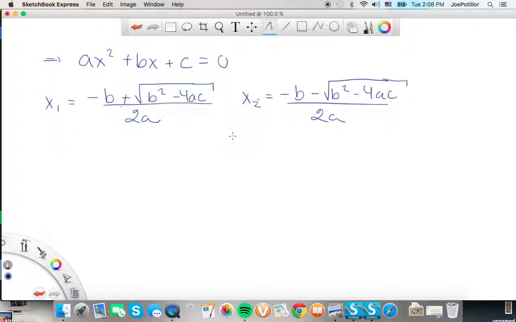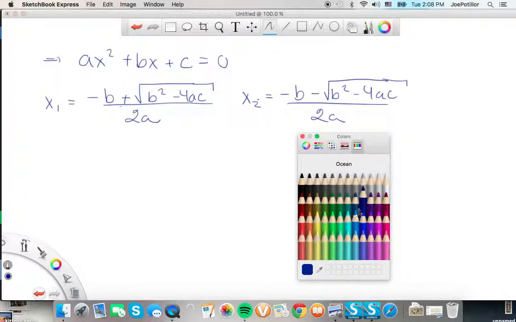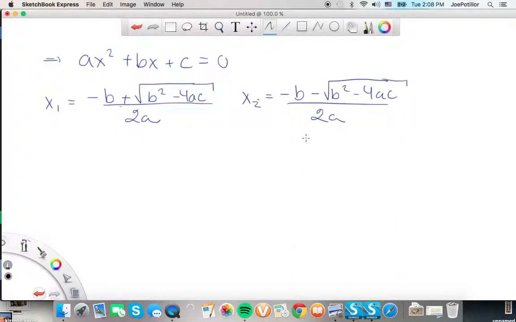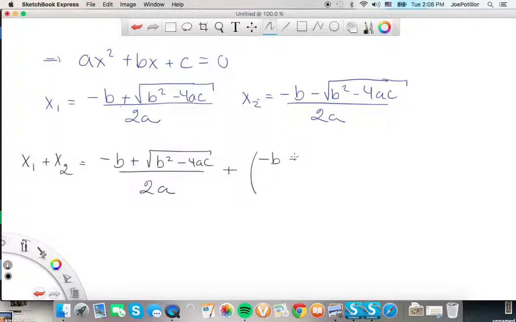Now, from that, we can add the roots together, which is what a sum is. And of course we can multiply them, which is what the product is. So, if I add the two together, I will get a formula like that. We add them together.